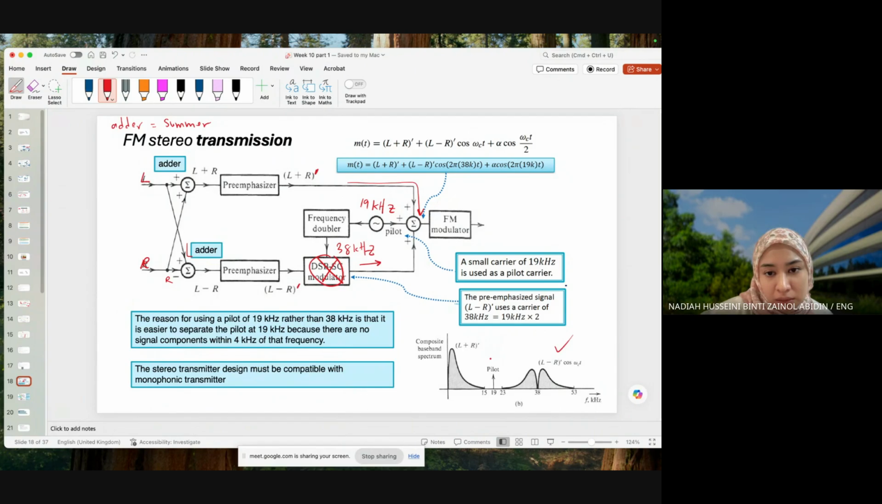This is our pilot, 19 kilohertz. This is our L plus R apostrophe. This is our L minus R apostrophe with cosine omega c t. What does this mean? It means that it is multiplied together and we have not expanded it yet. But this is modulated with a carrier of 38 kilohertz. So basically your omega c in this case is 38 kilohertz, not 19. Okay, omega c is here.